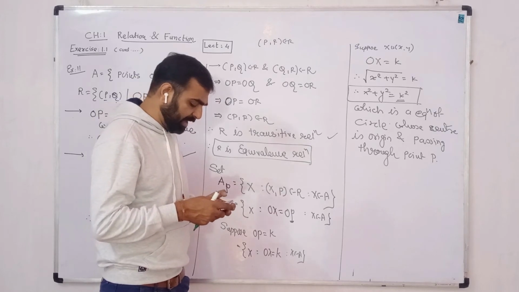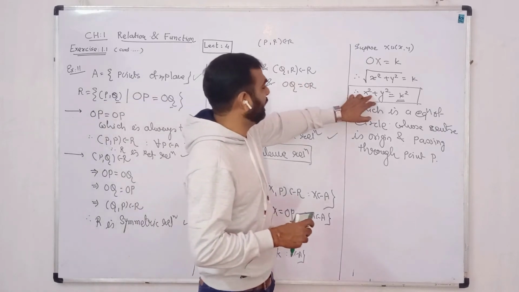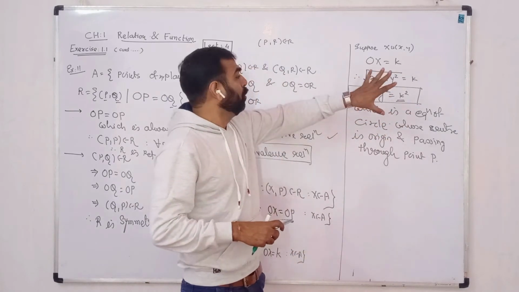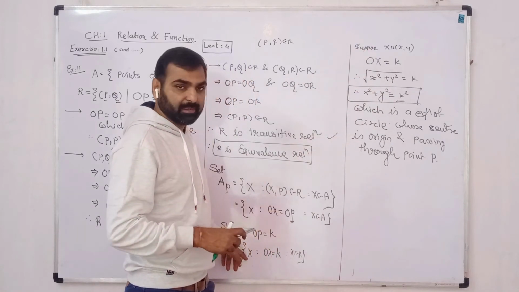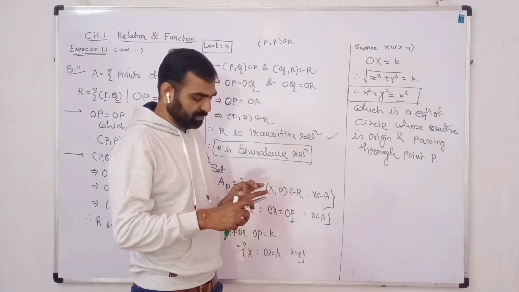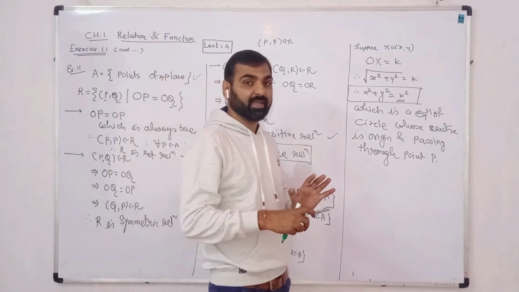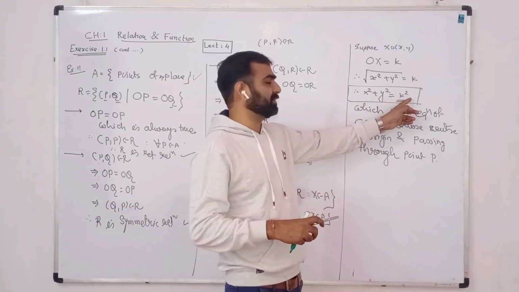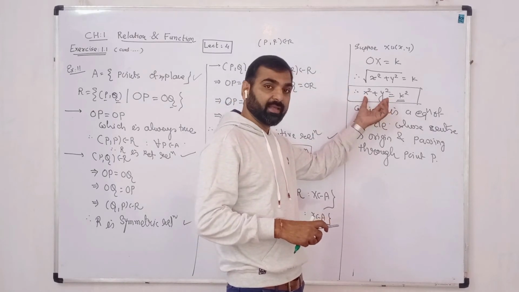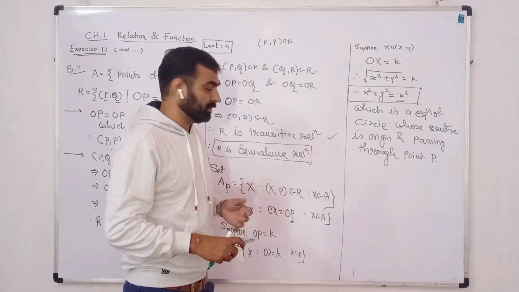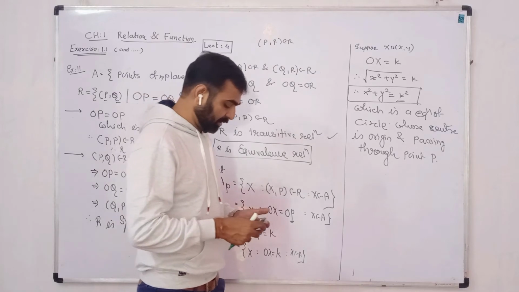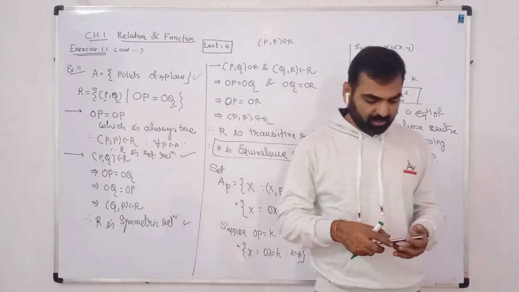What was to be proved? Show that the set of all points (x, y) satisfying x square plus y square is equal to K square, all those points X taken together, form a circle passing through the point P and having center origin. x square plus y square is equal to K square is a circle passing through the point P and having center as origin. Okay, so this is the method to find out the equivalence class.